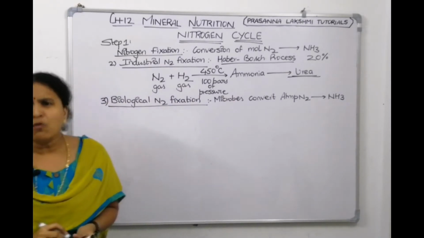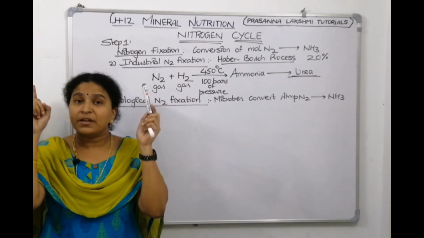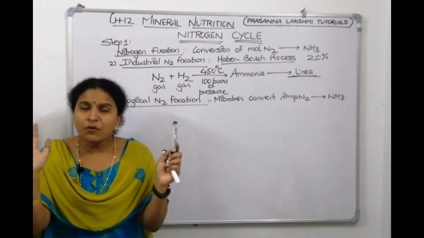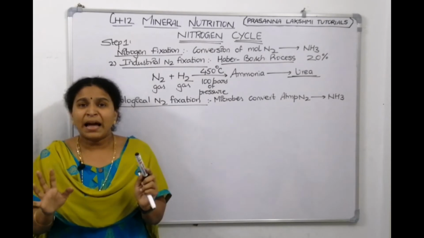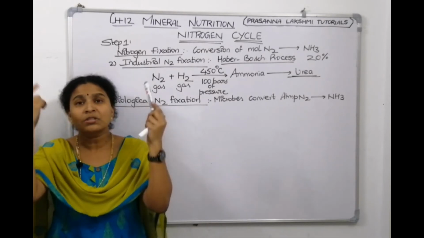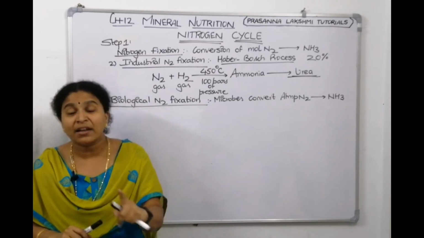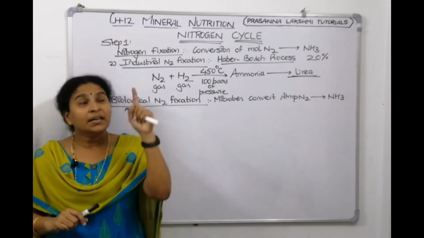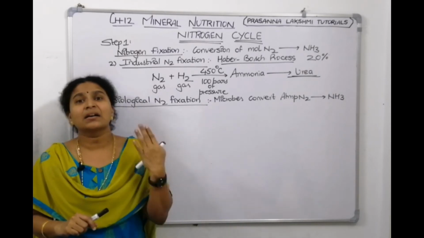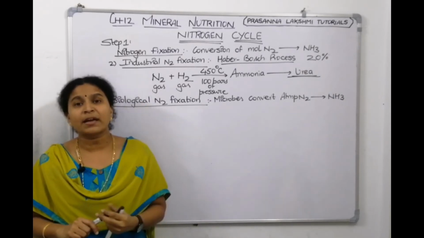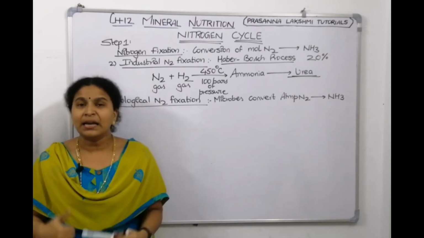Very few organisms have the ability to use atmospheric nitrogen. Plants don't have the ability to use atmospheric nitrogen. Then plants depend on prokaryotes, because prokaryotes can take atmospheric nitrogen. So plants depend on bacteria and cyanobacteria to convert that nitrogen into nitrite and ammonia.